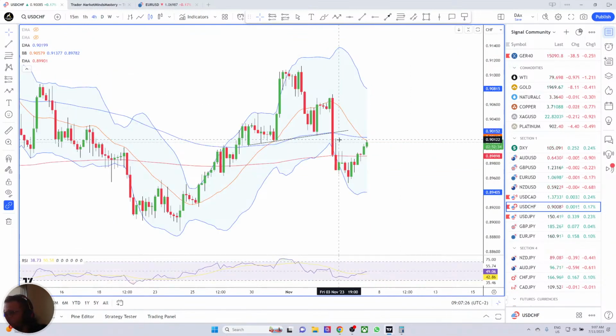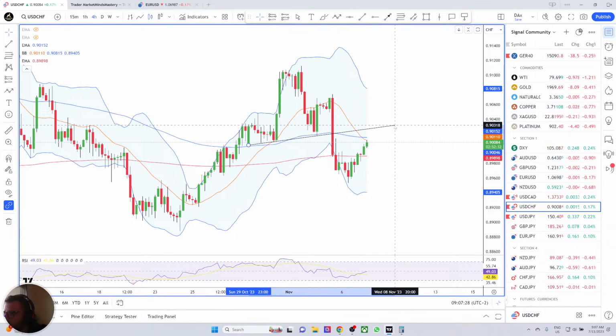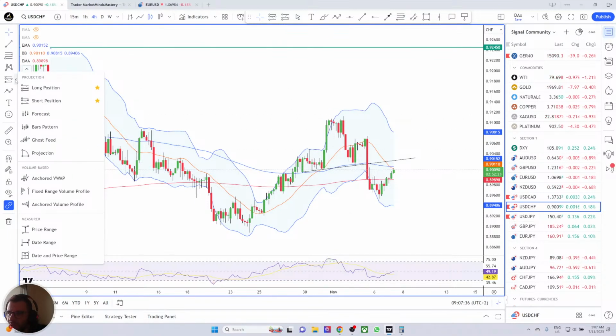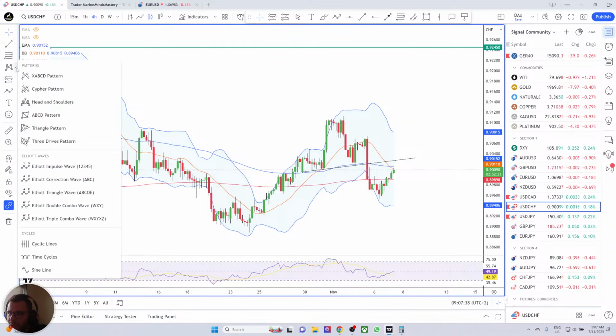USD CHF on the daily chart. As we spotted, not on the daily, better to view it on the 4-hour. This is a bit more clear on the 4-hour. I spotted this head and shoulders pattern. The schematic is here.